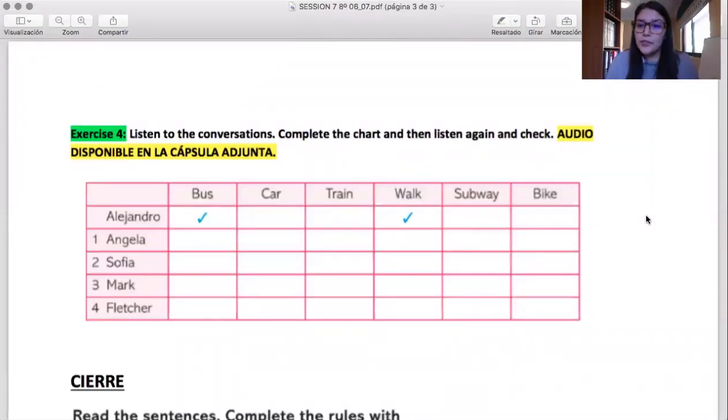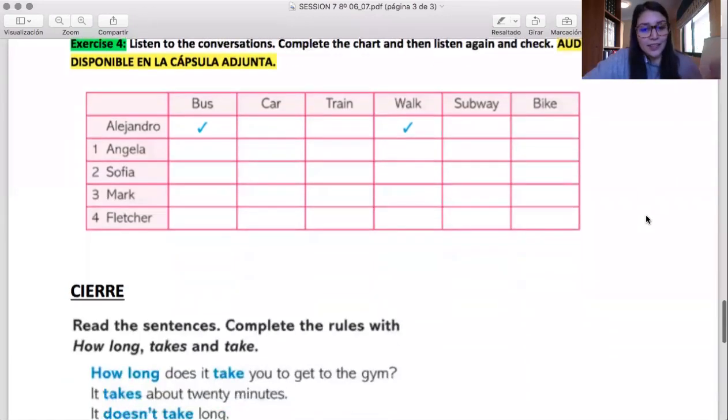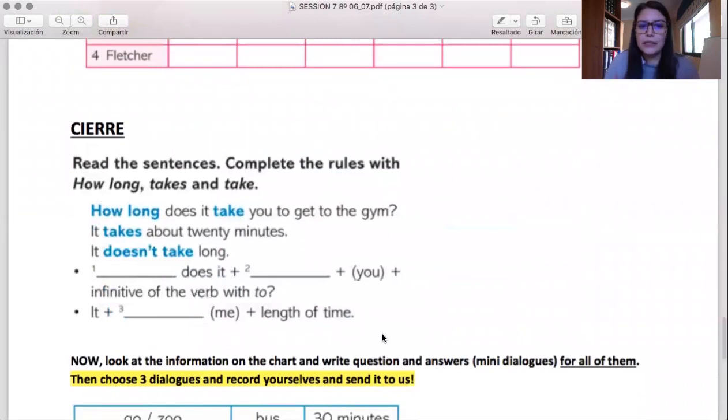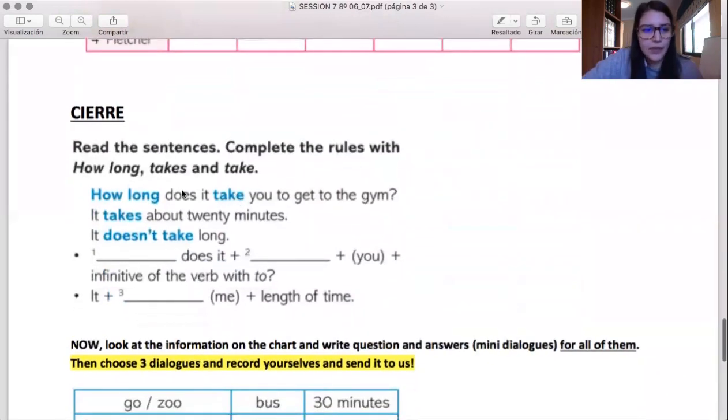Great. Remember that you can listen to it as many times as you need. Ya, recordar que pueden escuchar el audio todas las veces que ustedes necesiten. Okay, and then to finish our class, here you are going to complete the rules with how long, takes, and take. ¿Ya? Deben completar las reglas, ¿cierto?, del uso con how long, takes, and take. Deben, ¿cierto?, escoger en qué lugar va cada una de esas palabras.